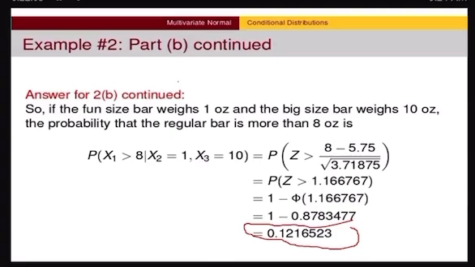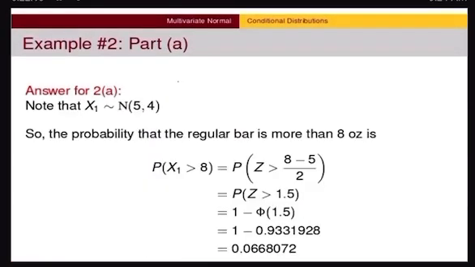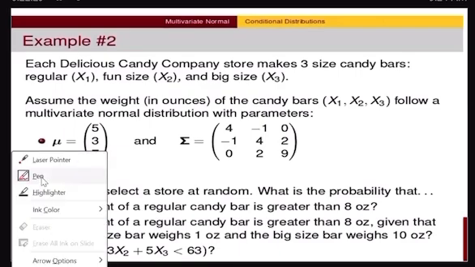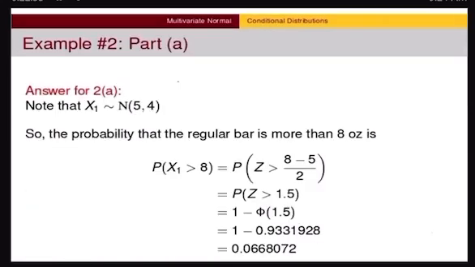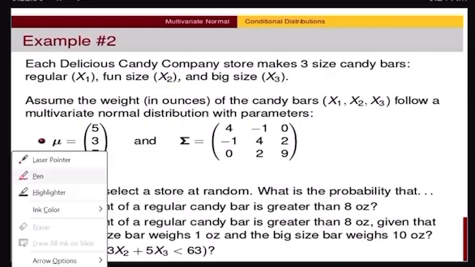Now I want to go into another question, which is going to be question C: the probability of 4x1 minus 3x2 plus 5x3 less than 63. If I want to solve and interpret a problem like this, please pay attention.